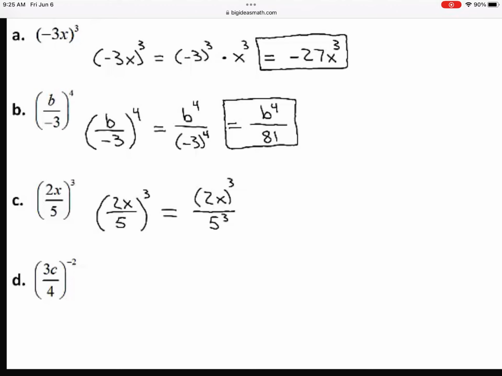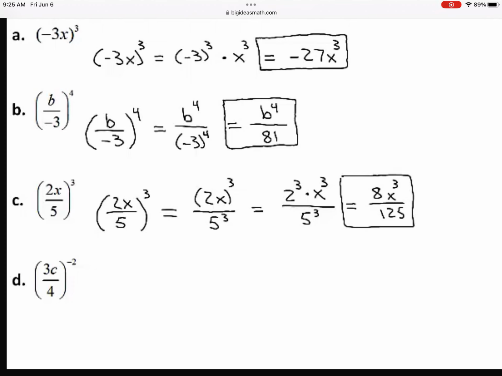The power of a product property says that to find the power of a product, find the power of each factor and multiply. So the expression simplifies to 2 to the third power times x to the third power divided by 5 to the third power, or 8x to the third power divided by 125.